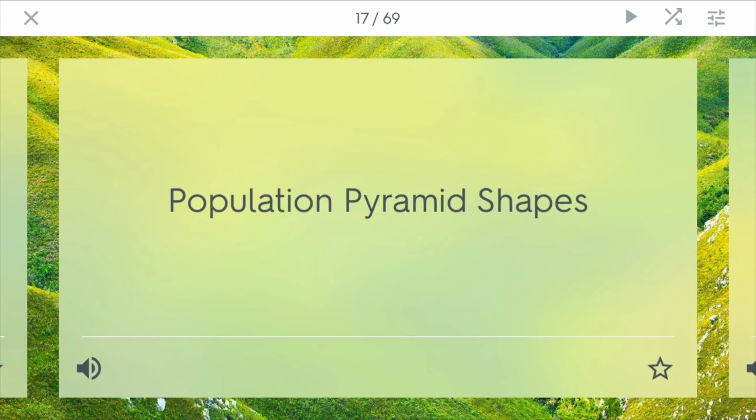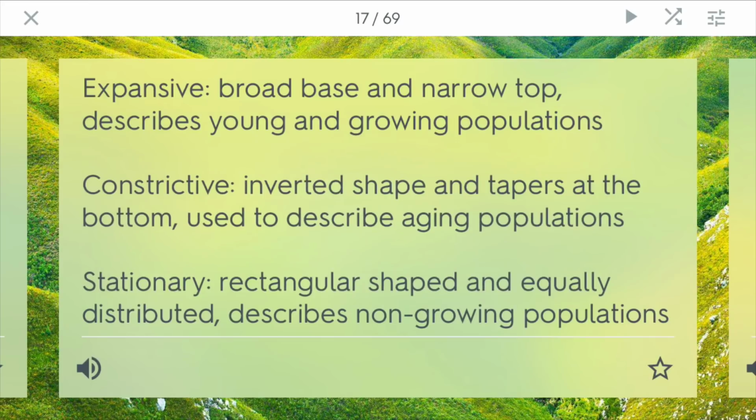Population pyramids also generally have different shapes. So one shape is the expansive shape. This has a broad base and narrow top, and it describes young and growing populations. You generally see this in developing countries where there are a lot of births and not many people who live to their older ages. A constrictive shape is an inverted shape of the expansive, and it tapers at the bottom. It's used to describe aging populations. There are more seniors than young people being born. You see this in generally more developed countries.